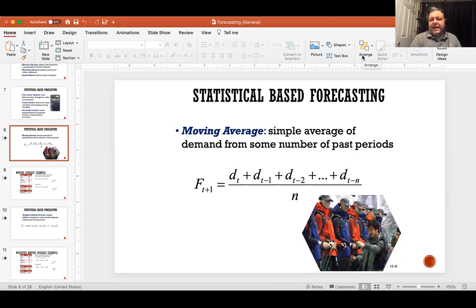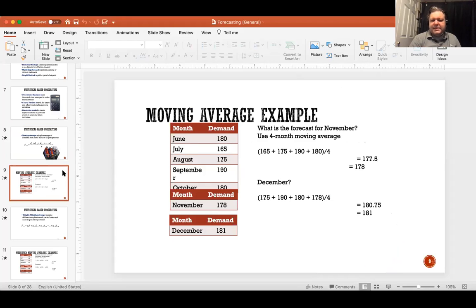Okay, last time we talked about the moving average, and the moving average was just an average of previous periods, divided by the total number of periods. This was pretty straightforward and pretty easy. We did this example in class, and we looked at just previous demand for those previous months.